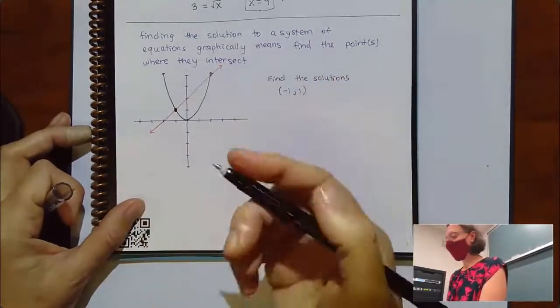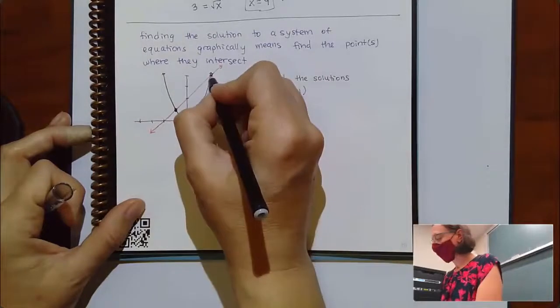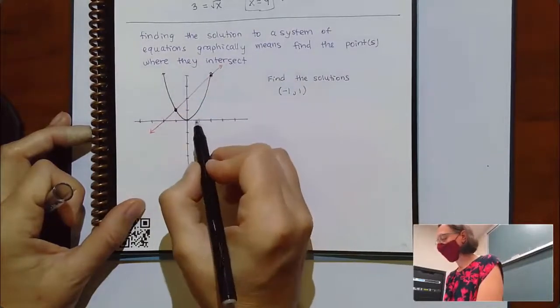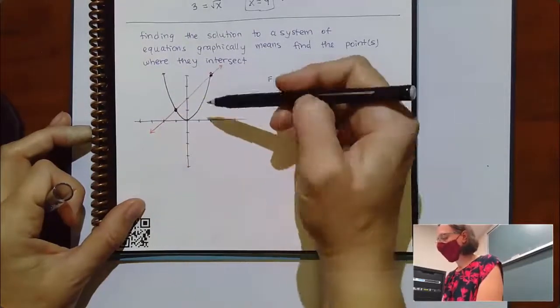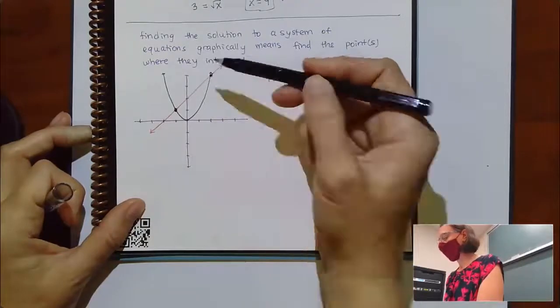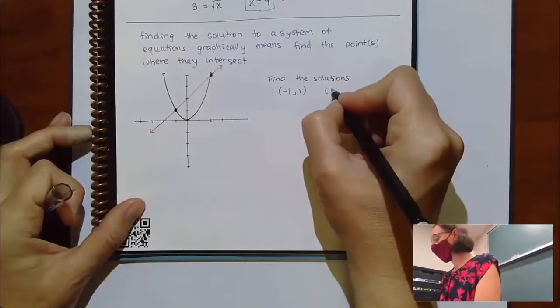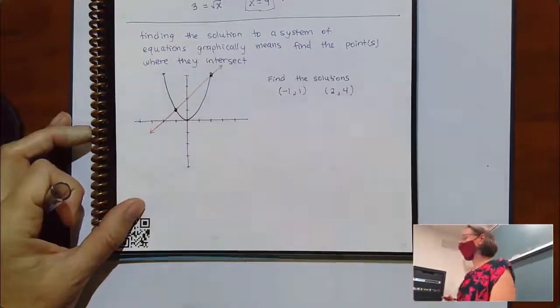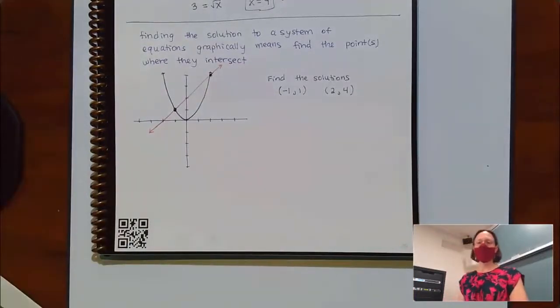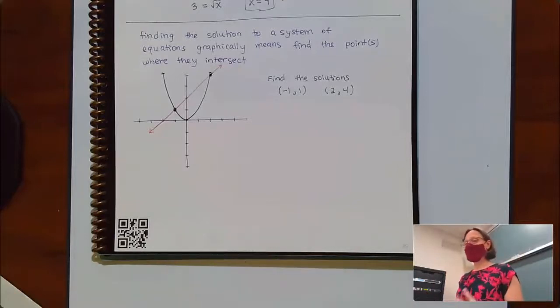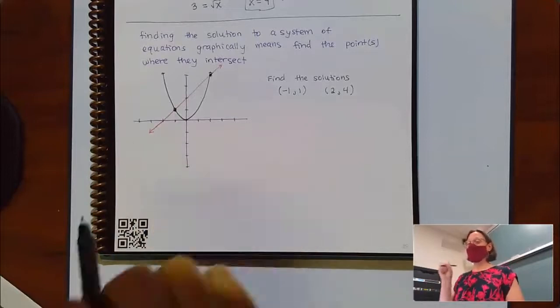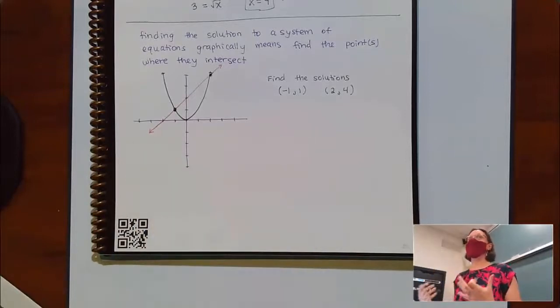For this thing that I've graphed, my other solution here, these are intersecting at an X value of 2 and a Y value of 1, 2, 3, 4. So the other solution would be 2, 4. The one on the quiz is two lines, but the same idea stands. Finding the solution means look for the place where they intersect and then use the grid to determine the coordinates.